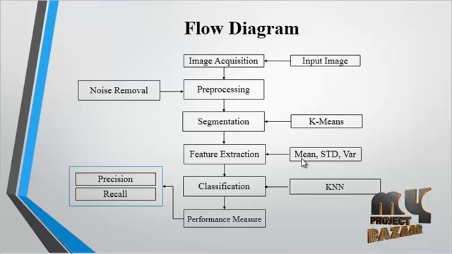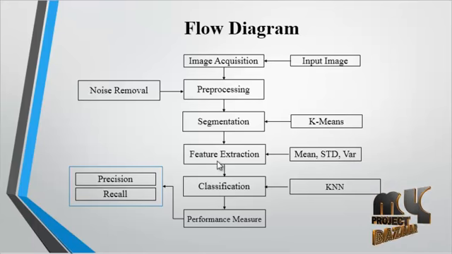At first, the segmented image undergoes feature extraction for the mean. After extracting the mean value from the segmented region, the standard deviation value is also extracted from the segmented region. Then after extracting the standard deviation value, the variance value is also extracted. After extracting the variance, these three values are combined, that is concatenated, to form the test features. After extracting the test feature from the image, the classification is performed.